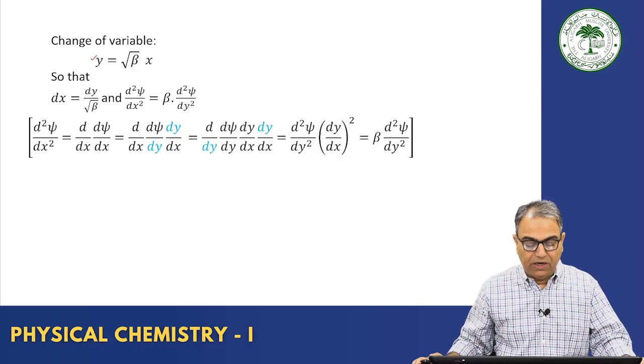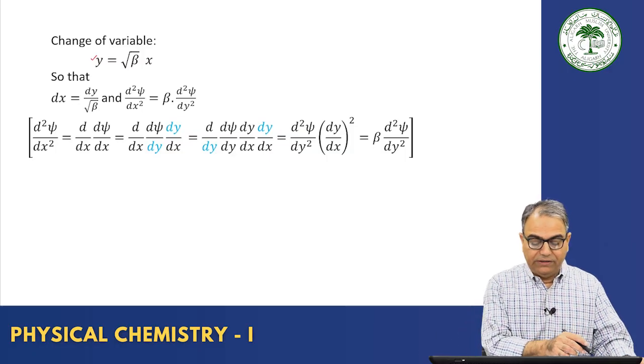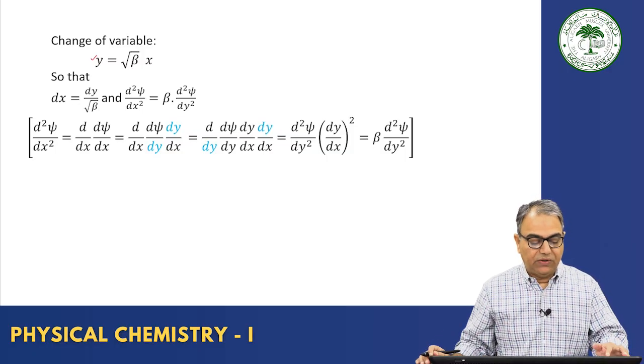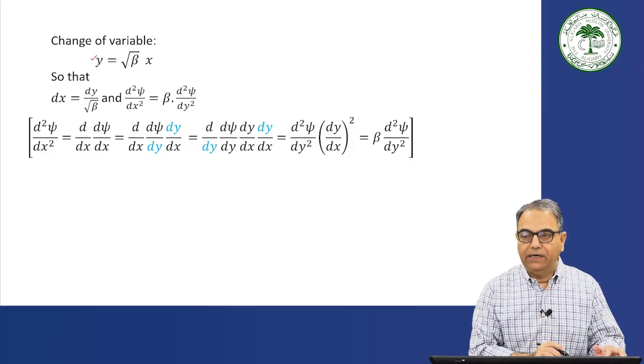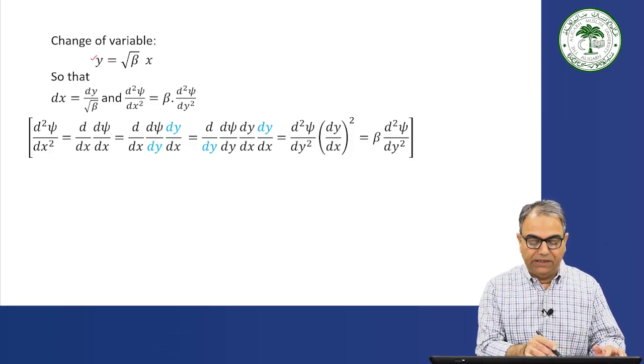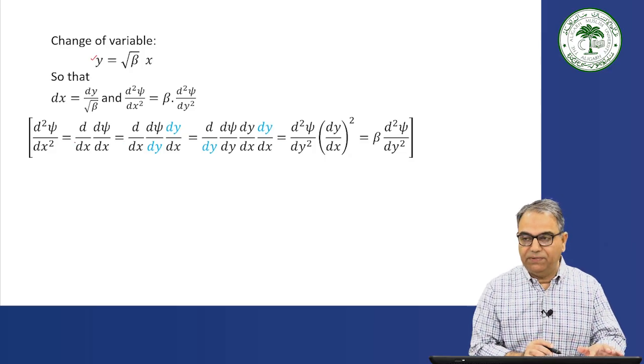If you use these two, how do we reach at these? This I have given you in details. So d square psi by dx square you can write as d/dx of d psi by dx, and this you can write as d/dx of d psi by dy and dy by dx. So that dy and dy goes and you go back to the previous equation.